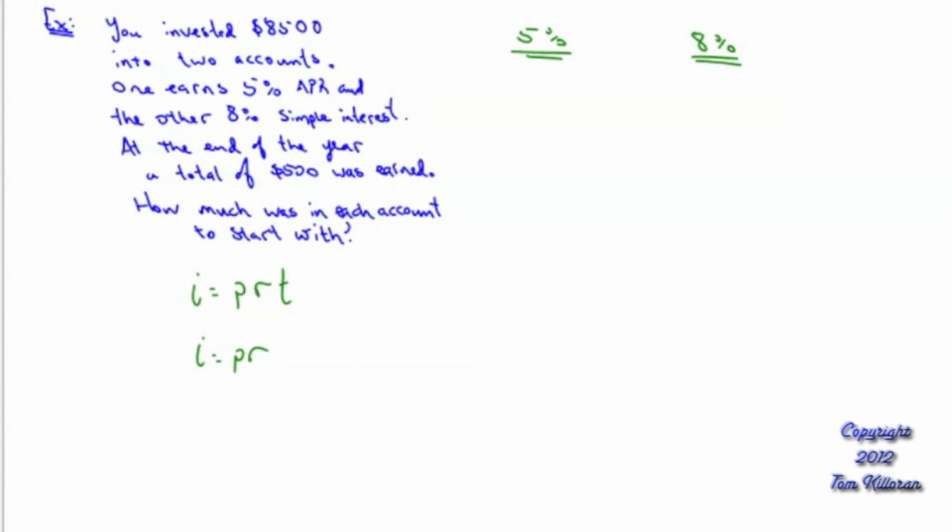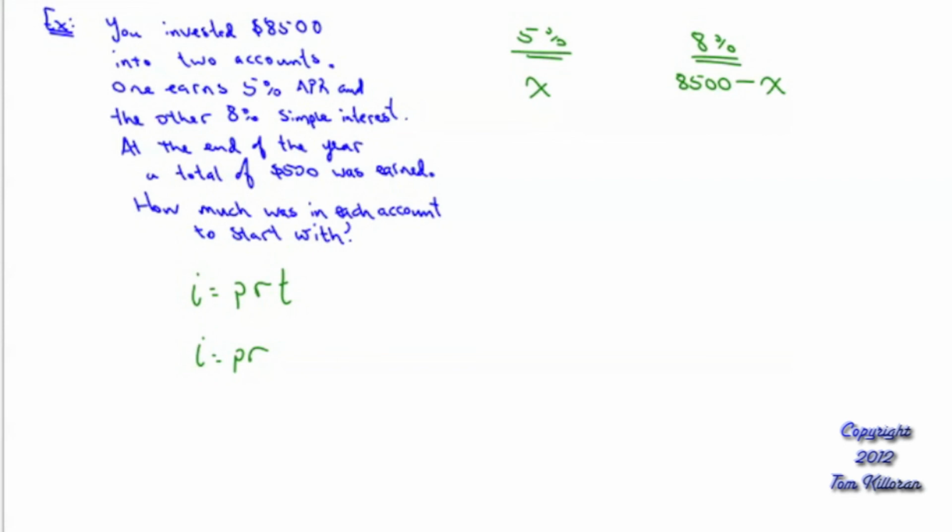So how much money went into 5%? Do you know? No. So what do we call it? X. So I'm going to put X dollars in the 5% account, X dollars out of my original $8,500. So how much money is left for 8%? $8,500 less X, right? So this would be 8,500, but we already used up X dollars for the 5% account. This is where the subtraction is.